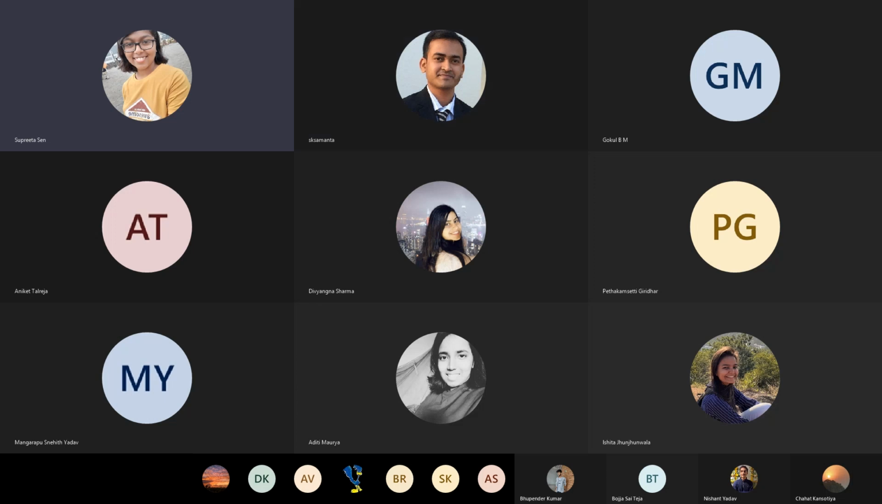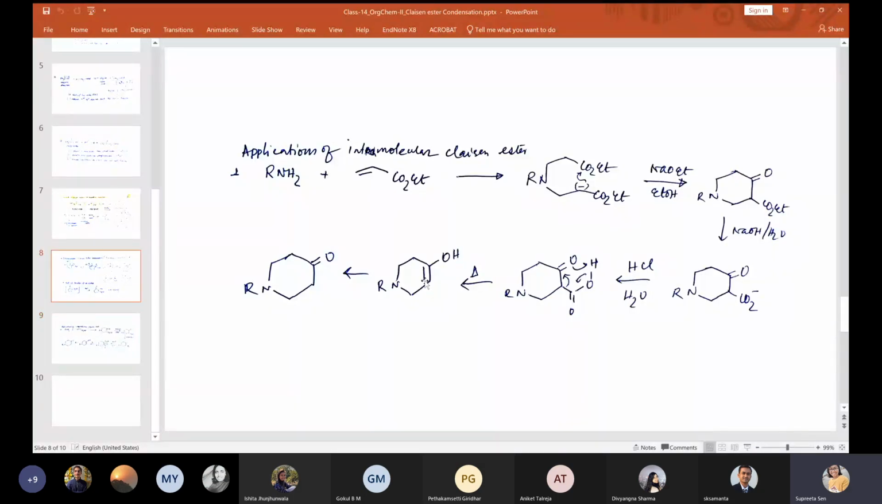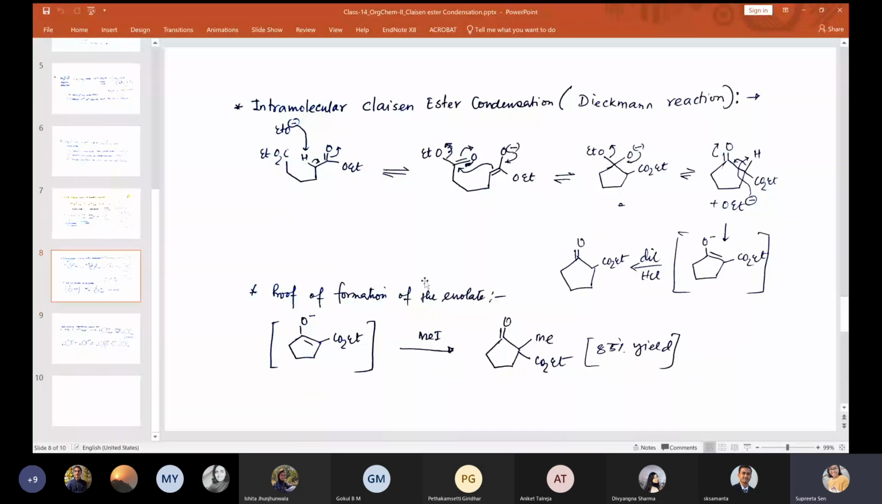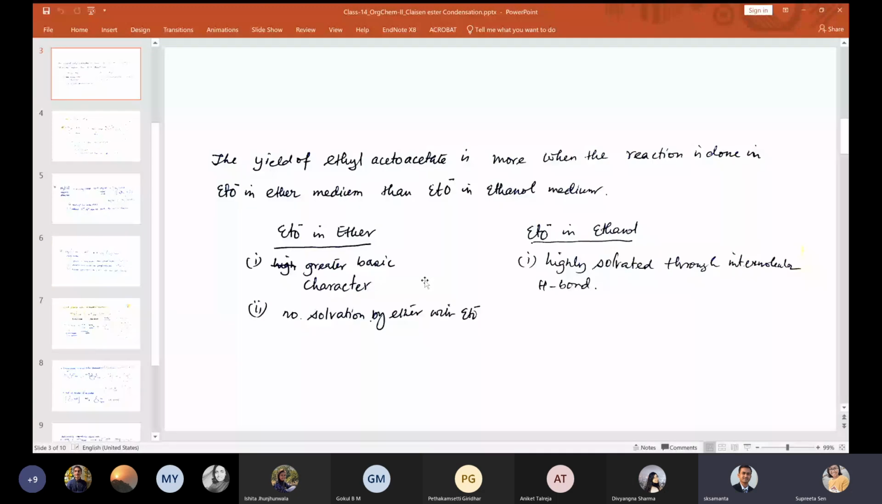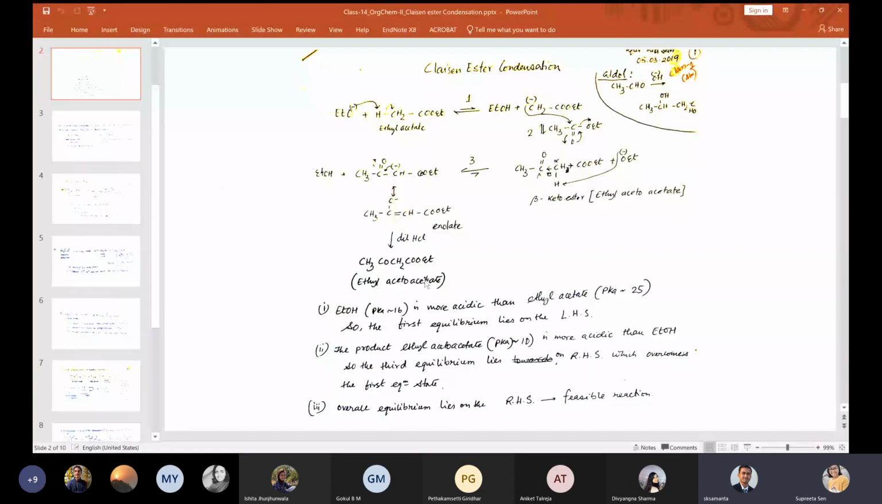Is this the one? No, sir. So it's not Claisen-Ester condensation. Which one exactly? No, sir. Before Claisen-Ester condensation. Okay, it's the aldol part. This. Okay.